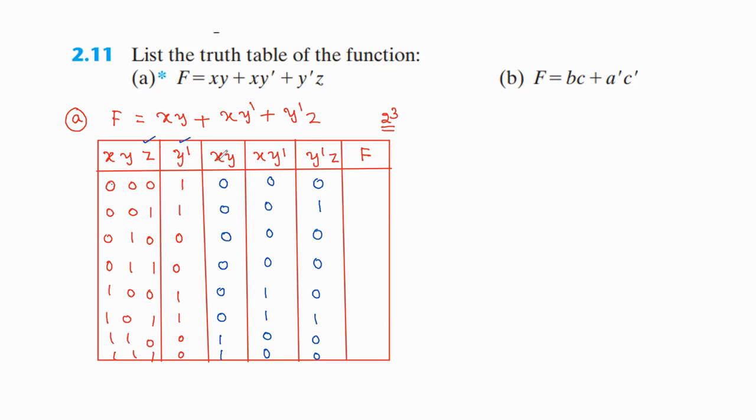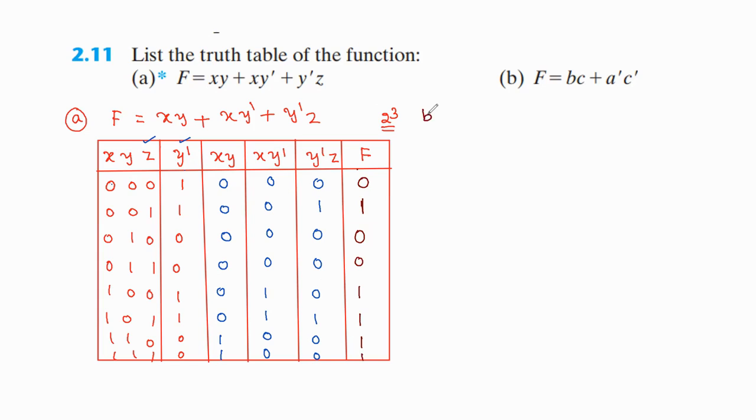F means the OR-ing of all these values. If at least one input is 1, the output is 1. Therefore, here 3 zeros give 0. Here 0, 0, 1 means its value is 1. Again 0, 0. Here it is 1, 1, 1, 1. This is the truth table for the given A bit.